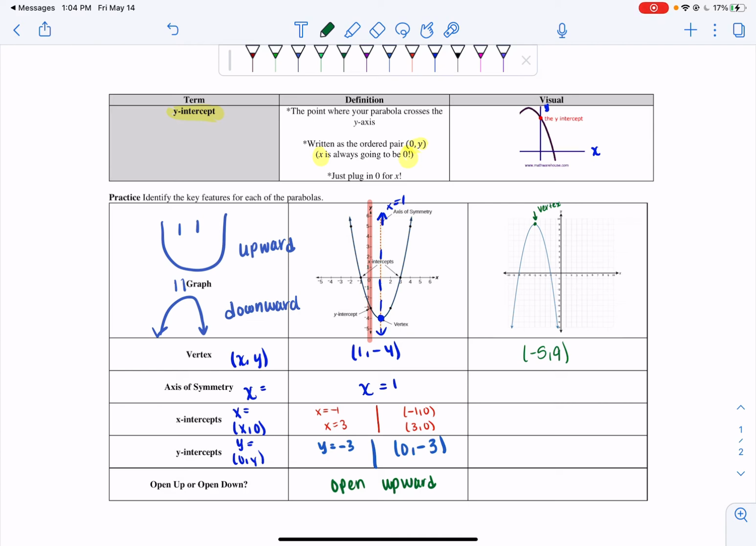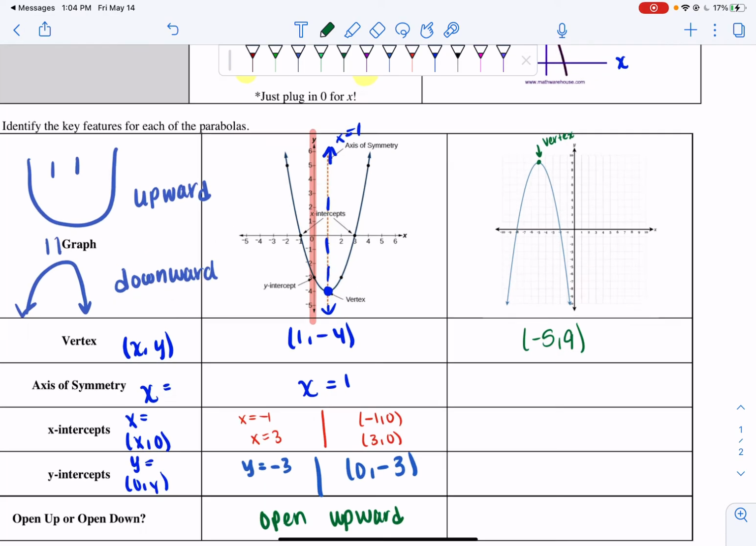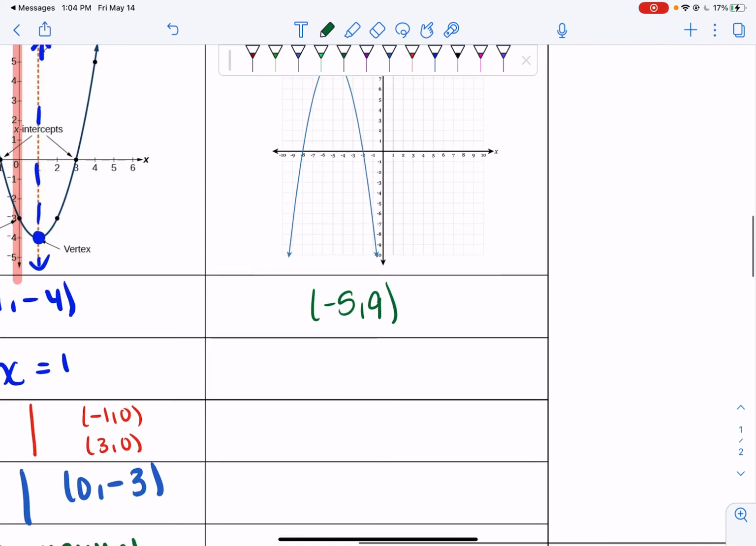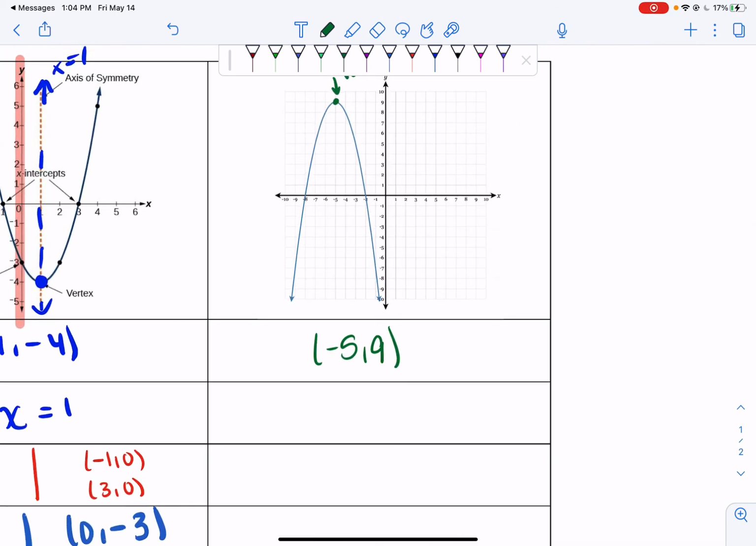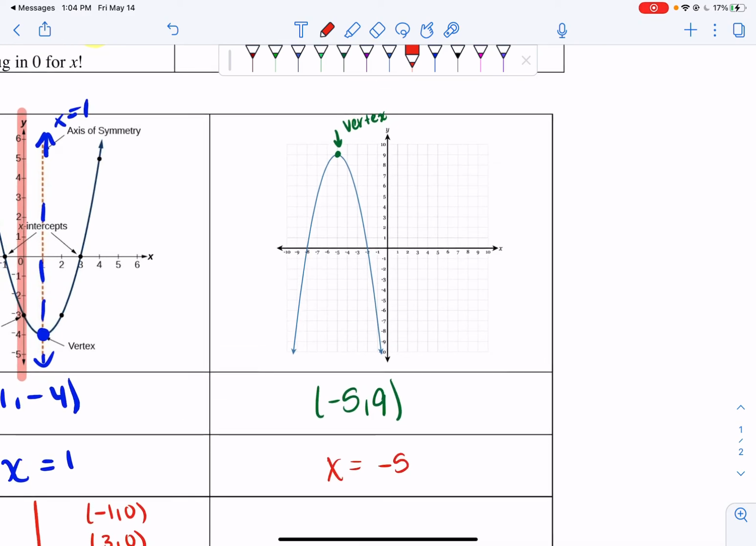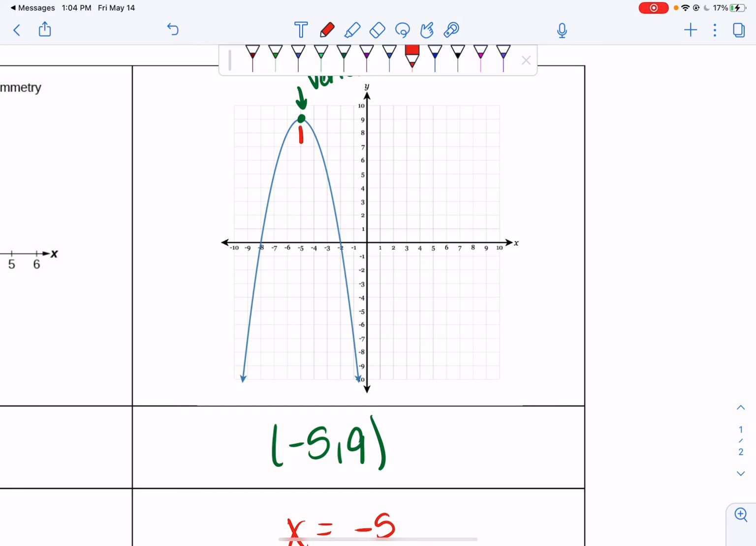Okay. The next part, we want to find our axis of symmetry. For your axis of symmetry, that is the x value of your vertex. So what's the x value of your vertex? -5. So my axis of symmetry is x equals -5. Now if I want, I can draw my axis of symmetry going through, and write in axis of symmetry.